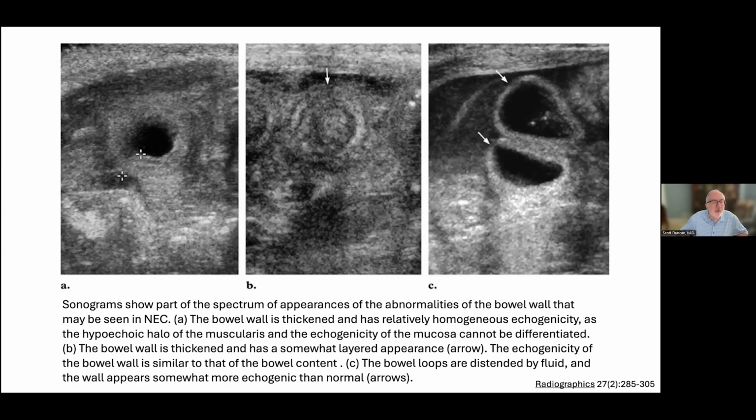Ultrasound is becoming more and more utilized in neonatology and in our babies. Here you can see sonograms that show in the far left that the bowel wall is thickened. In the second one, it's thickened and has somewhat of a layered type of appearance. And the third one, you can see that the loops are distended as well.